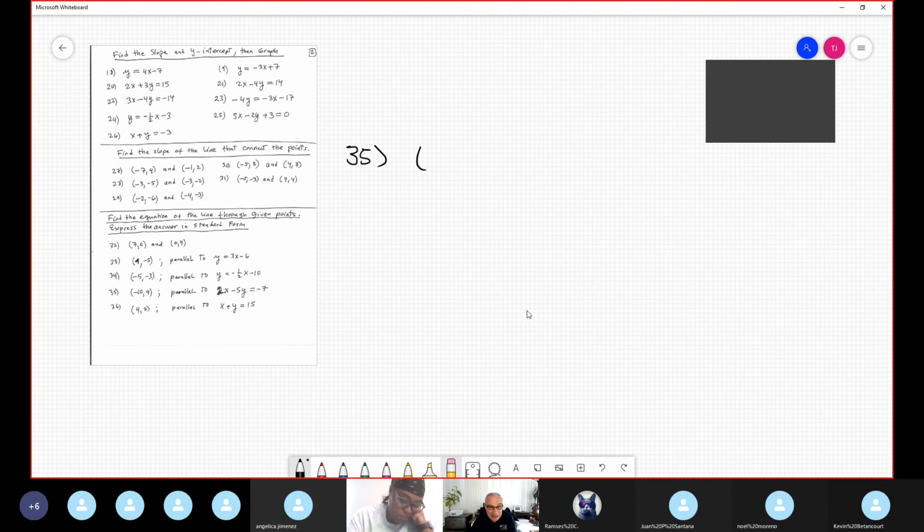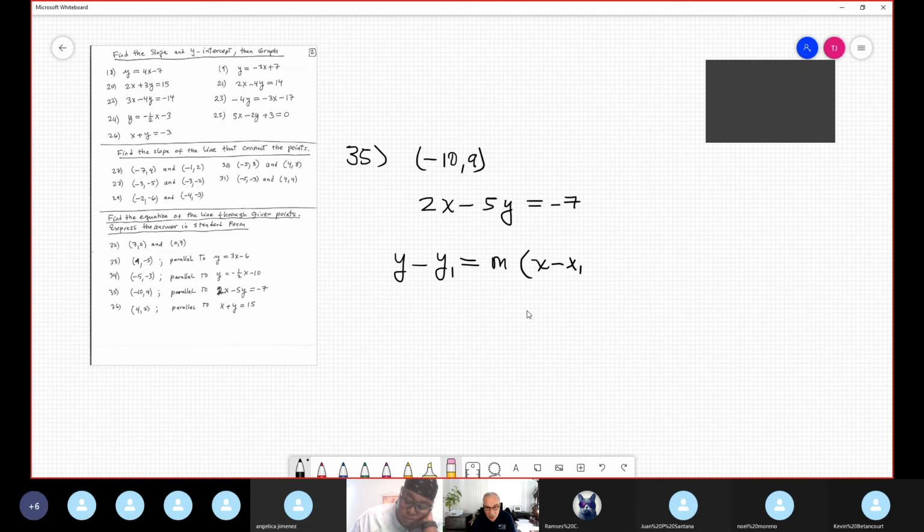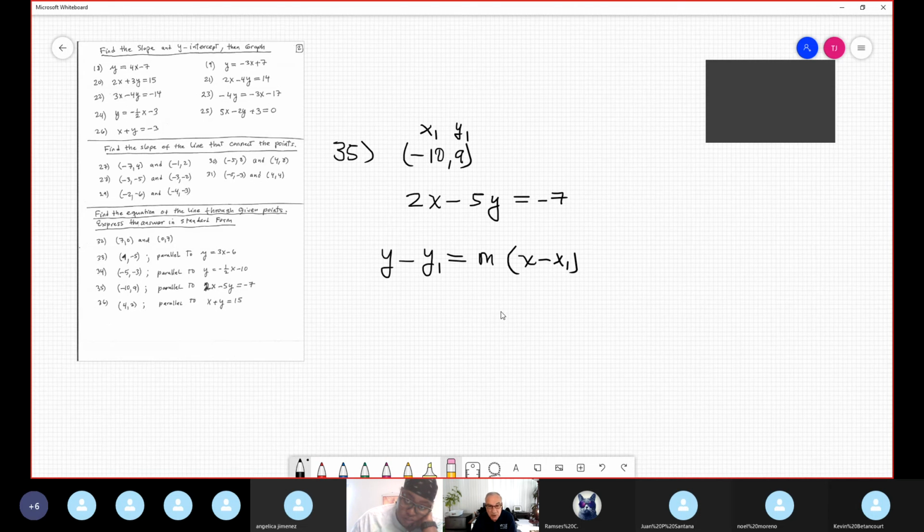Number 35: negative 10, 9 is a given point. And the given line, which is parallel, is 2x minus 5y equals negative 7. This is the given. Now my formula: y minus y1 is equal to the slope, parenthesis, x minus x1. Here x1 is negative 10 and y1 is positive 9. Okay, good. But I have no idea about the slope.